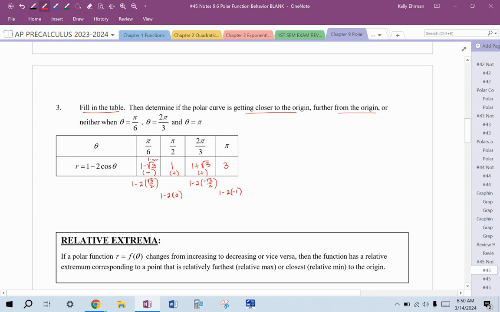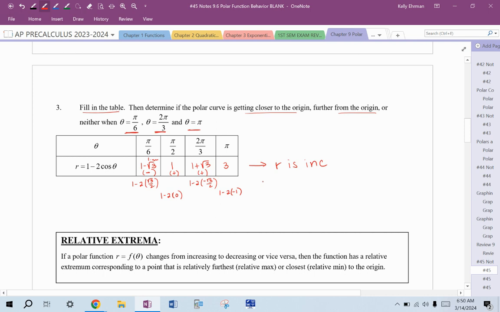Okay, so if I want to determine if the polar curve is getting closer to the origin or further from the origin, then I need to look at two things. Is r increasing or decreasing? So these values show me that r is increasing overall, right? Now, what about at each different value? It says determine when the polar curve is getting closer to the origin or further from it, or neither, when we're at any of these values.